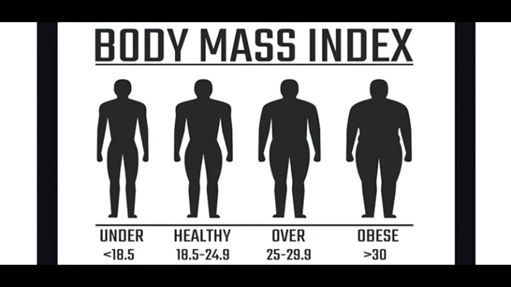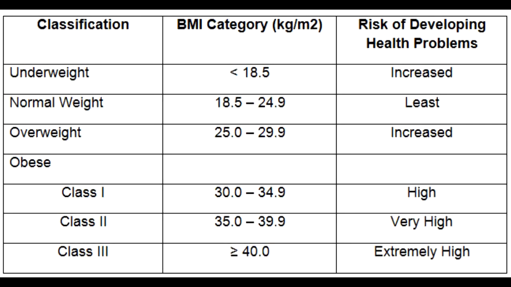Obesity is likely when a person's body mass index is equal to or greater than 30. Body mass index can be calculated by dividing your weight in kilograms by your height in meters squared. In the following table, you can see the weight status associated with BMI ranges.